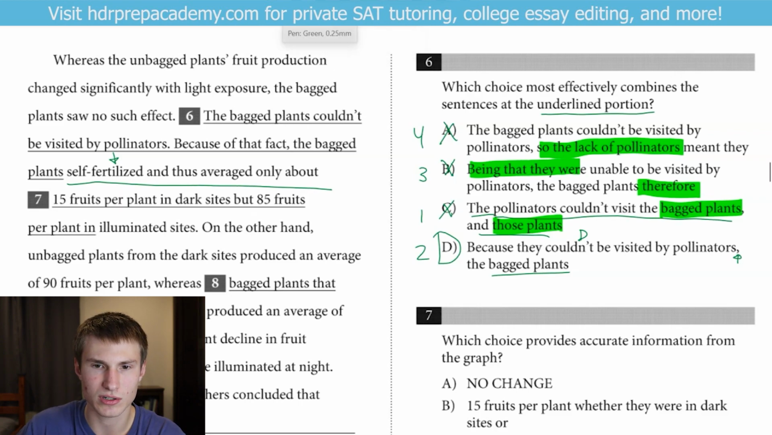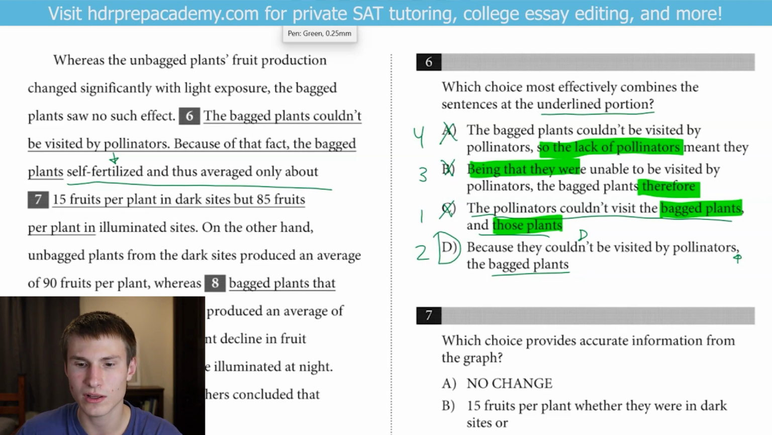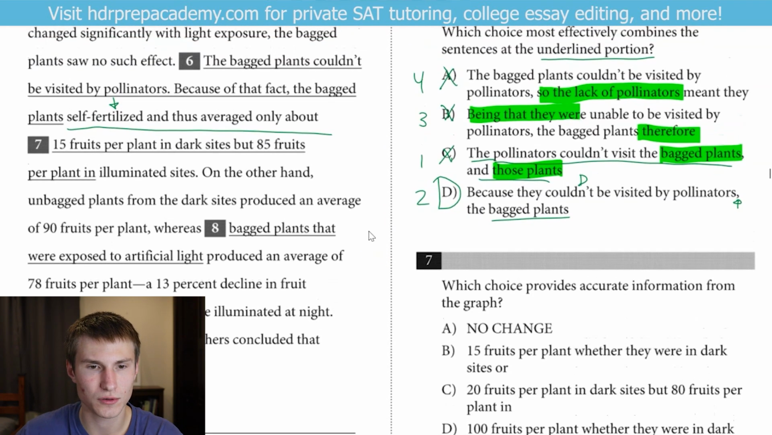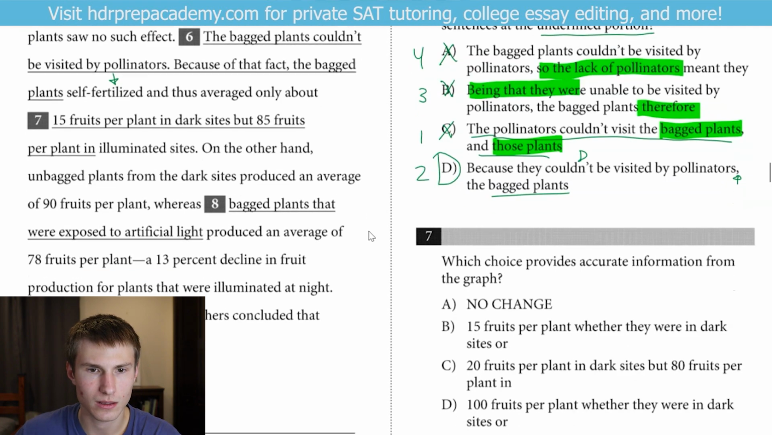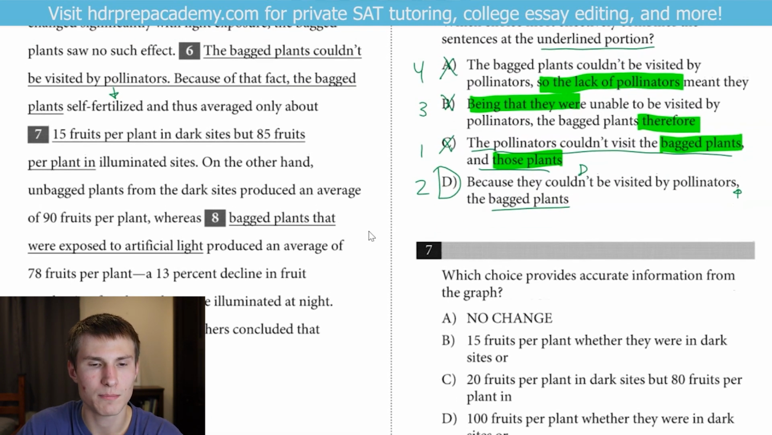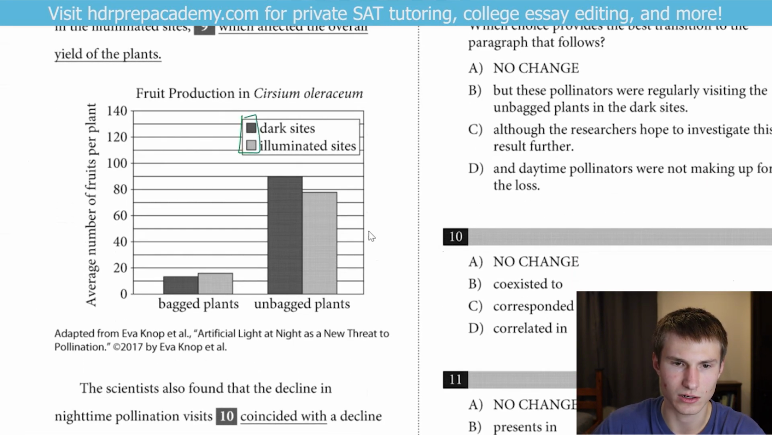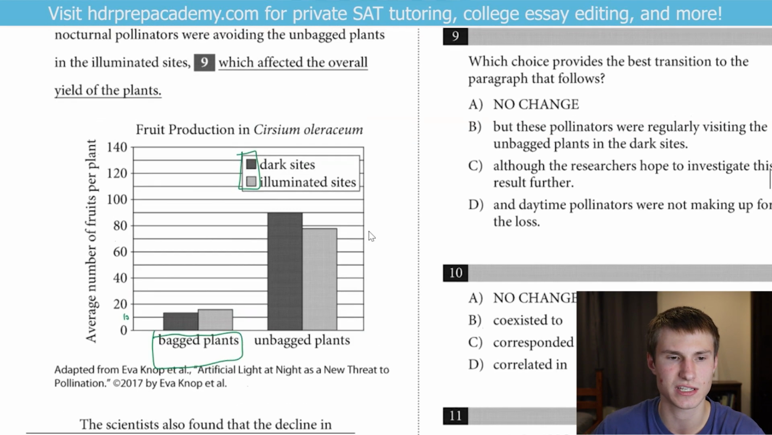All right, looking at question number 7 now. Self-fertilized and thus averaged only about, and then we have which choice provides accurate information from the graph. Okay, keep in mind we want to know what we're looking for before we go to the graph. So in this case, we're looking for the self-fertilized, we're looking for the bagged plants and how much fruit they averaged in the dark versus in illuminated sites. Okay, so dark versus illuminated sites for the bagged plants. Okay, so we have dark sites and illuminated sites for the bagged plants. So this will be data here. We see that they're both close to about 15 here, right, on this scale. And pay close attention to your scale as well.